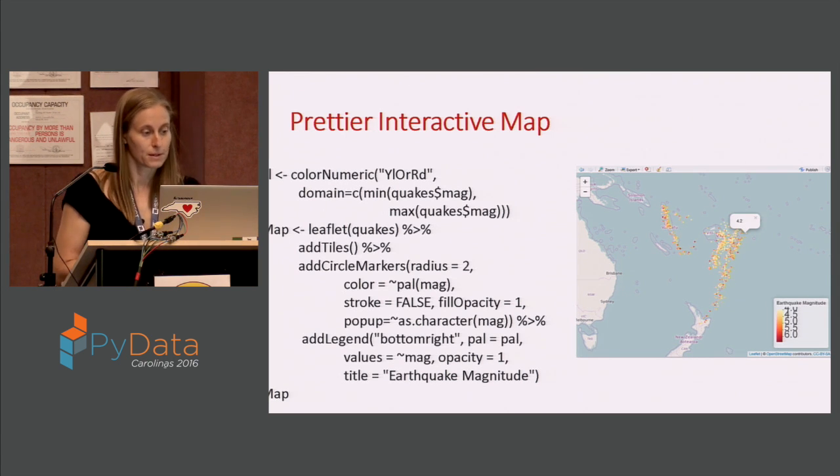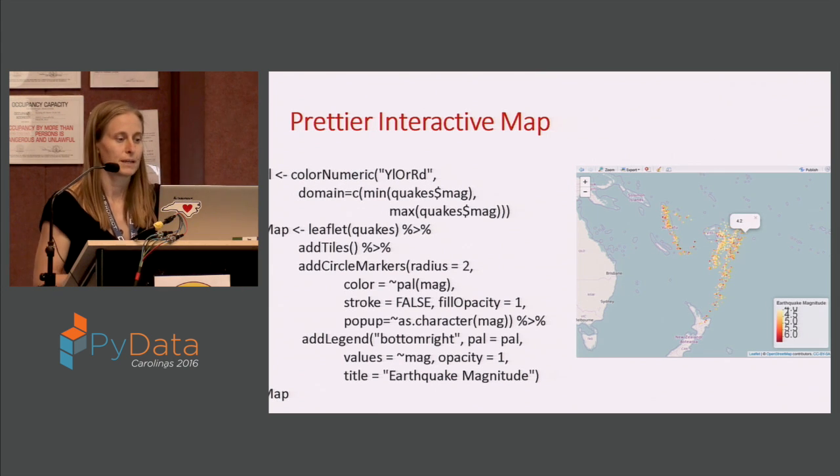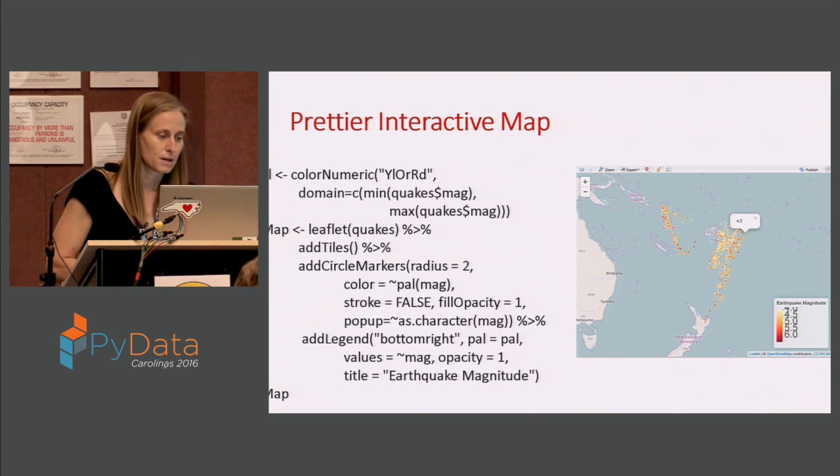Then I create my leaflet map as I did previously, pass it the data, add the tiles, then add my circle markers using that palette I made for magnitude. Then I decide I want a legend since I added my own colors, so I add a legend at the bottom right. Again, the palette for that legend matches the palette I created, the values come out of the magnitude field, and I can give it a title. If you're familiar with R, it looks fairly straightforward: functions with arguments separated by commas, and the help files are quite good in giving you additional arguments to customize them.